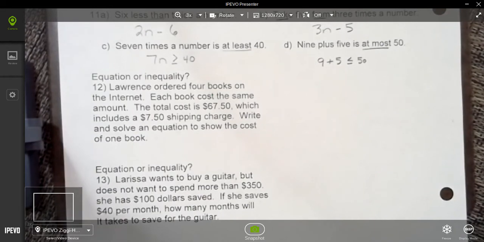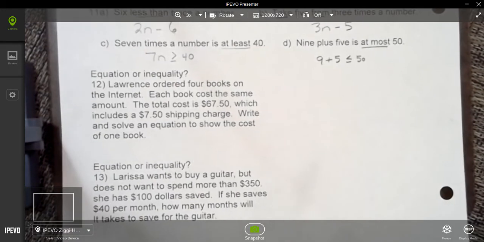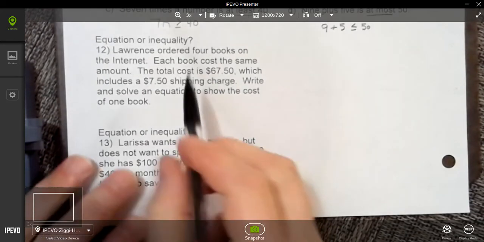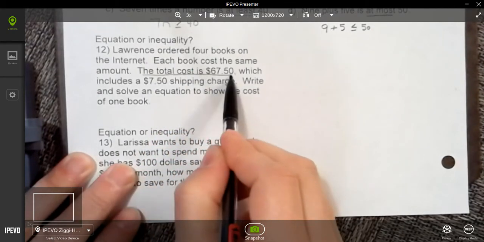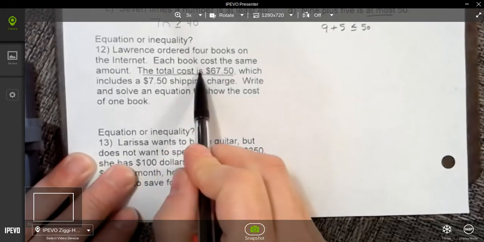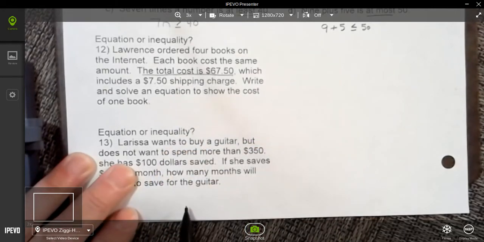When you have a word problem in front of you and you're trying to determine if it's an equation or an inequality, again, you've got to try and read your key words. In example 12, it says that Lawrence ordered 4 books on the internet. Each book costs the same amount. The total cost is $67.50. That sentence right there lets us know that we're going to be working with an equation because the total cost is exactly $67.50. That includes a $7.50 shipping charge, and it says to write and solve an equation to show the cost of 1 book.